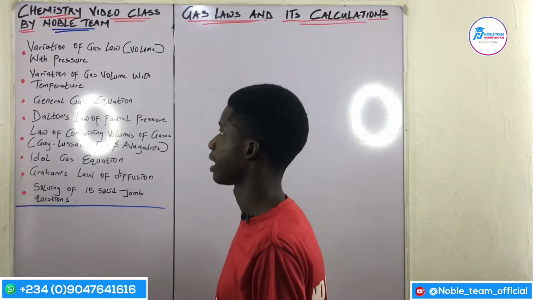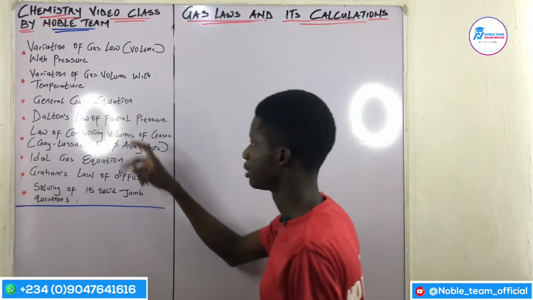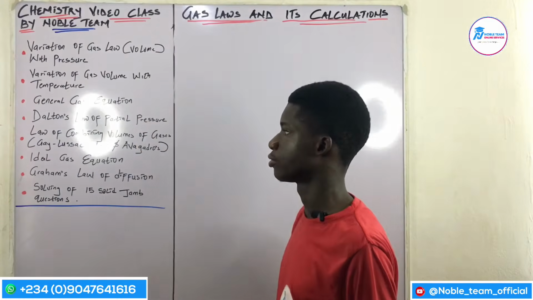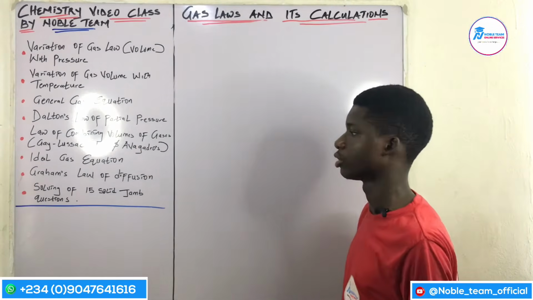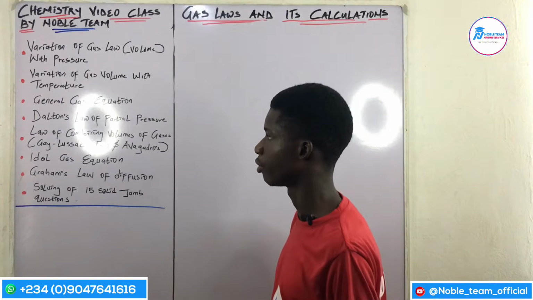So we have done the variation of gas laws, variation of gas volume with temperature. This one is variation of gas laws with pressure. So we have done this, we have done this, we have done this, and we have done this. So I cut the video because I think it was not recording. Yes, it was not recording. So I need to start from the beginning.